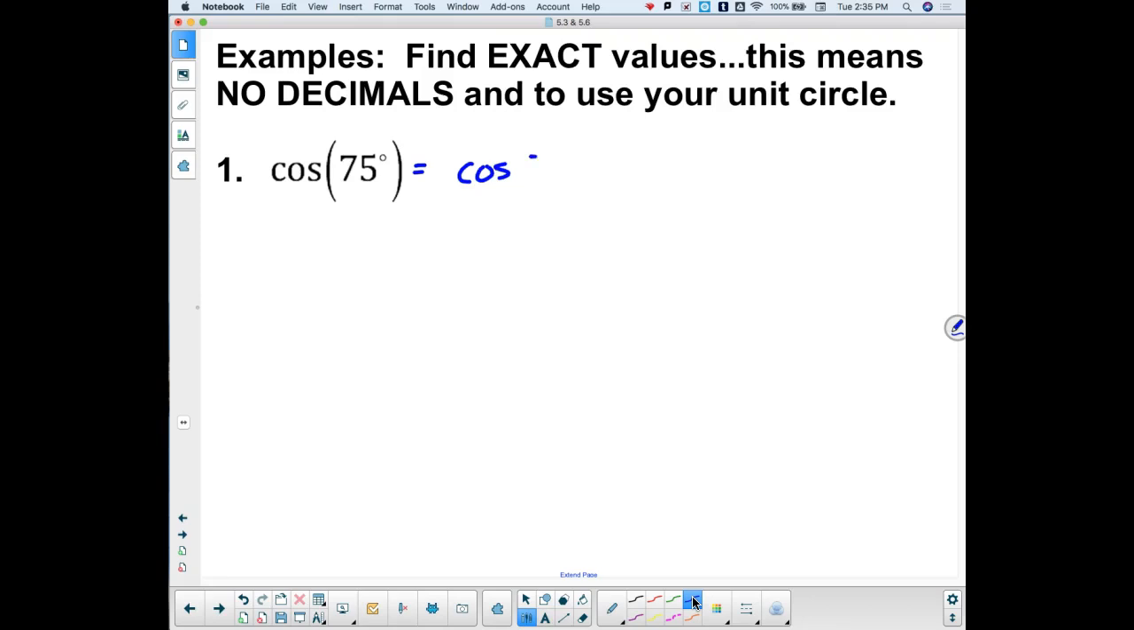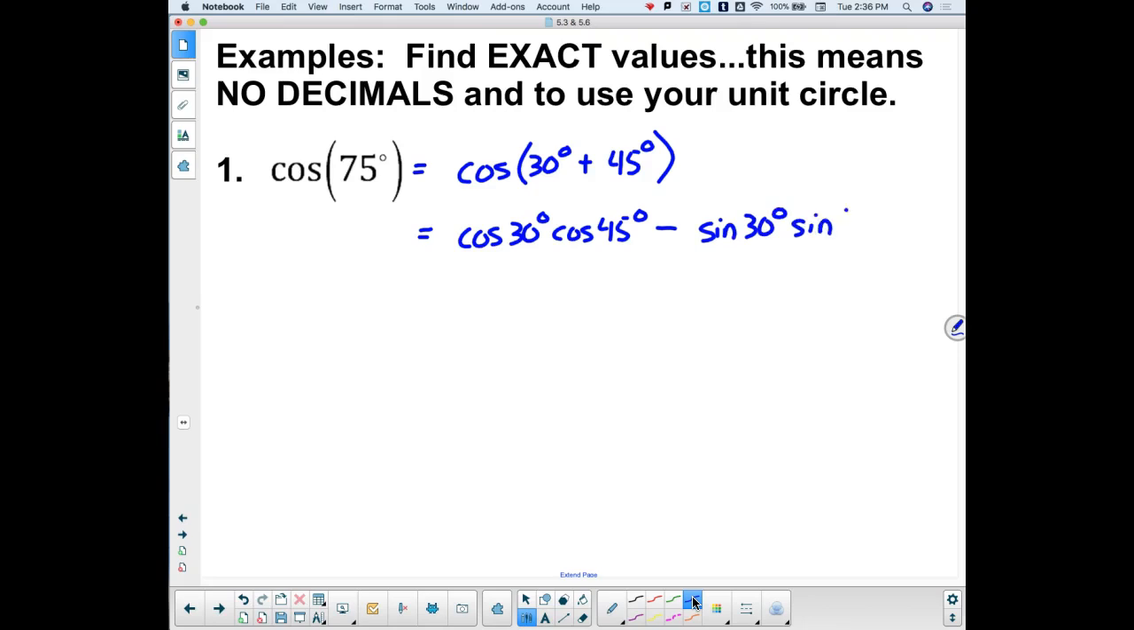So this is the cosine of 30 degrees plus 45 degrees. Utilizing my number 18 formula, this would become the cosine of 30 degrees times the cosine of 45 degrees plus or minus, which one? Minus the sine of 30 degrees times the sine of 45 degrees.